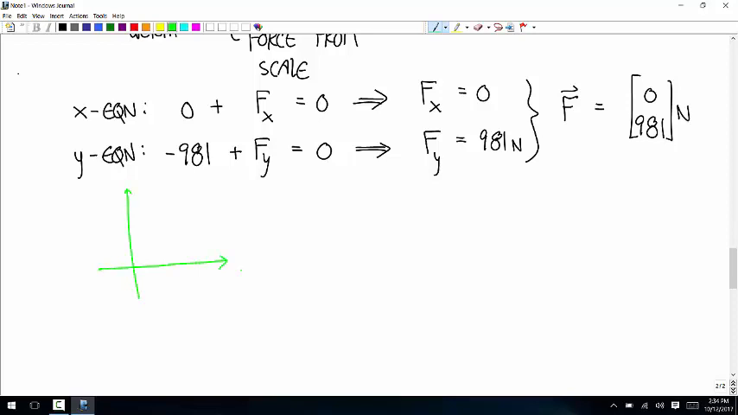So this says that that force vector is equal to 0, positive 981. If this is our coordinate system, plot the point 0, 981 and draw a vector from the origin to that point. And so that's the force vector applied by the scale. So 981 newtons up.